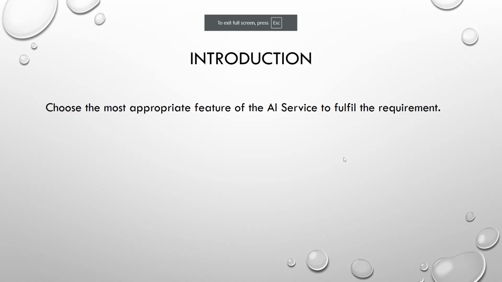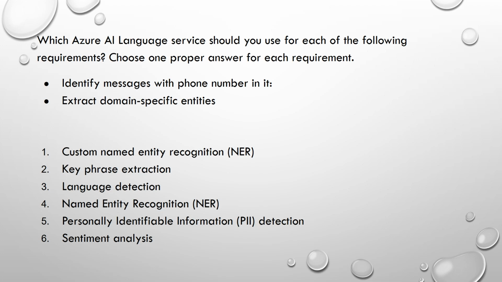Now to the format of the question. So there will be a requirement provided in the question and we have to choose the most appropriate feature of the AI service. Which Azure AI language service should you use for each of the following requirements? Choose one proper answer for each requirement. First is identify messages with phone number in it. Next is extract domain specific entities. Now the options are given.